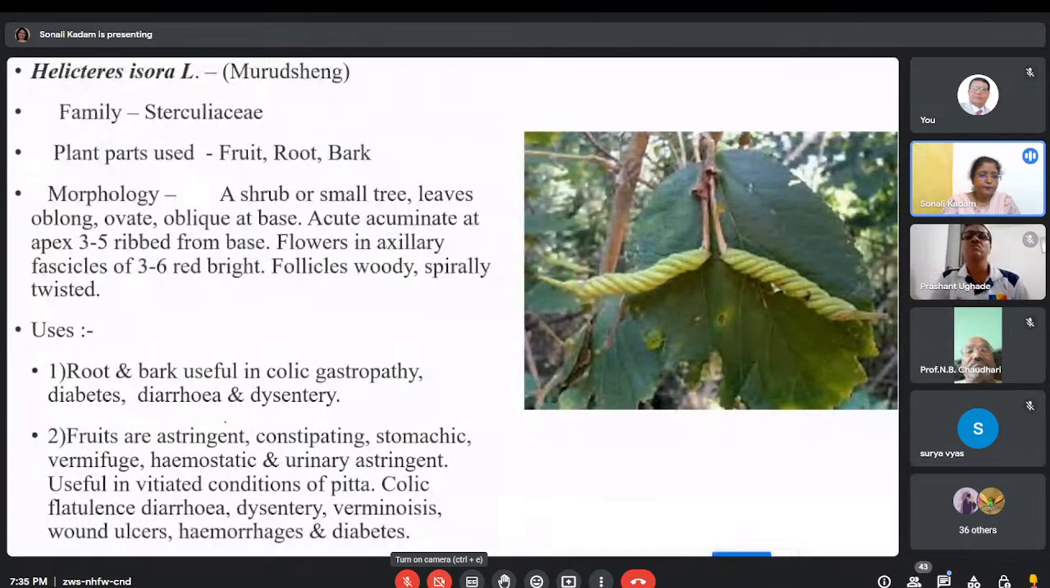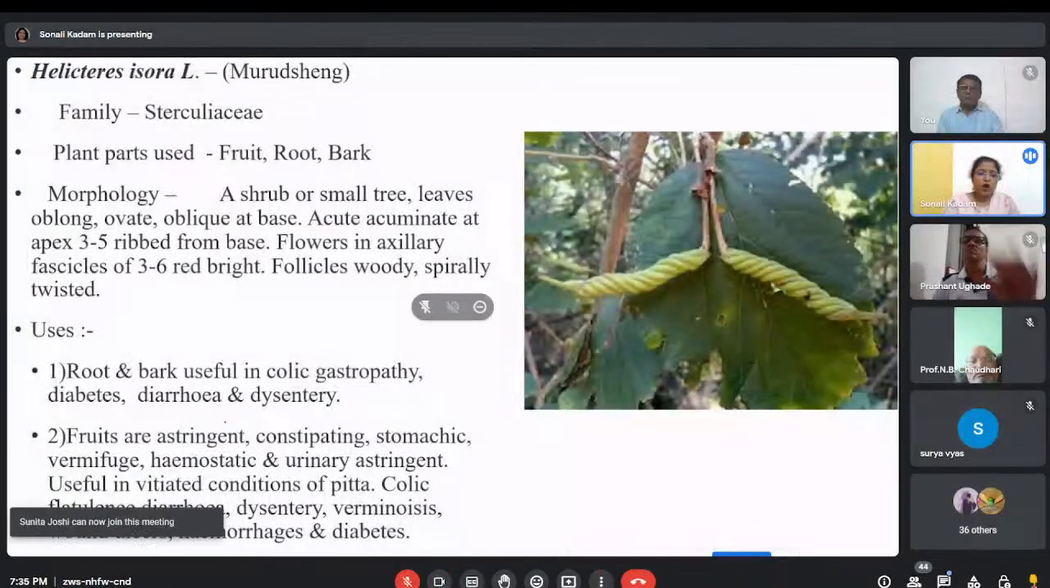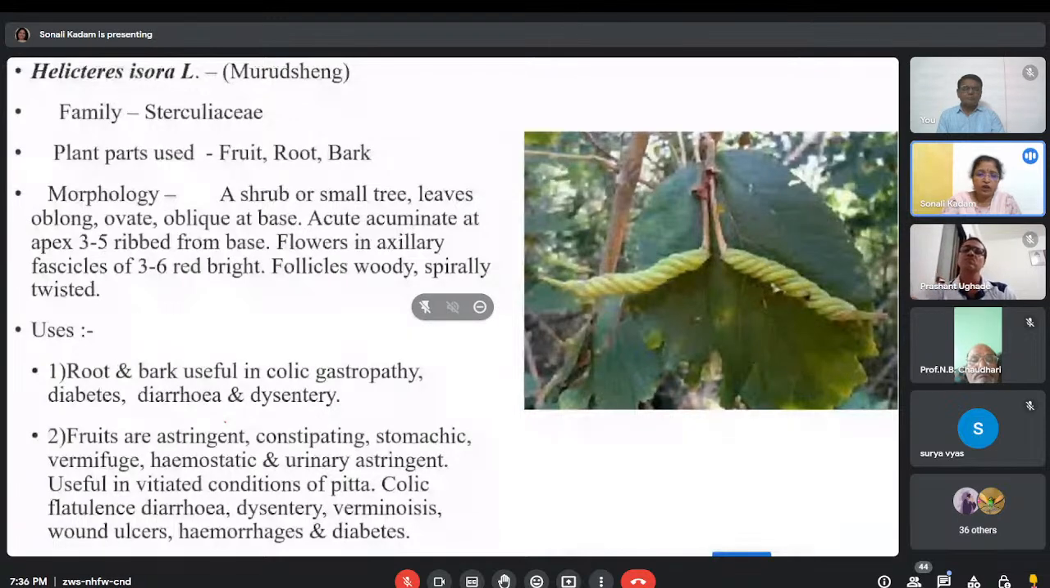Okay, then, if you are having any type of stomach disorders, if there are many worms there, or you are having different types of vomiting feelings, then you can just have this murud sheng.